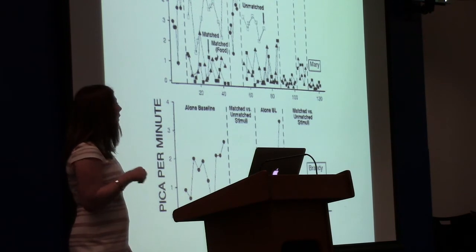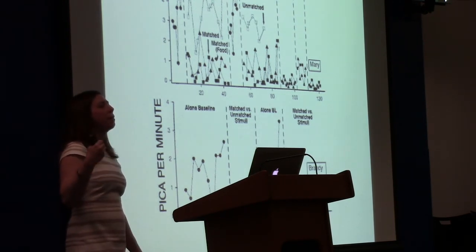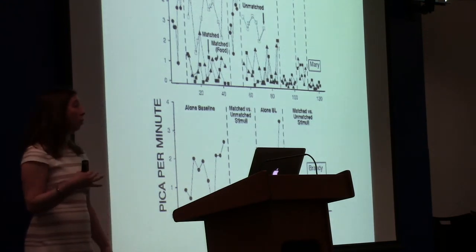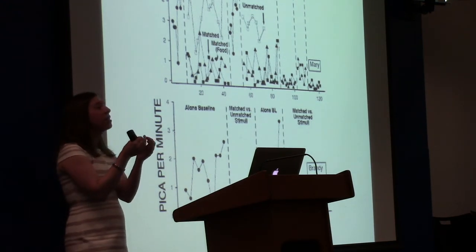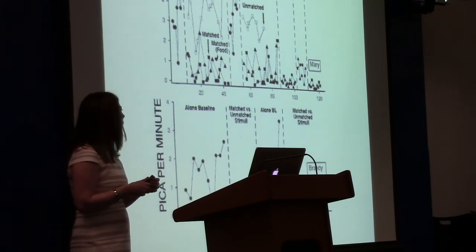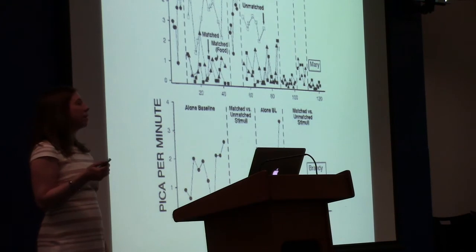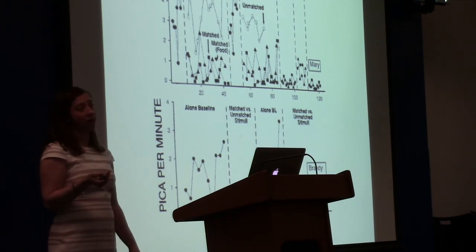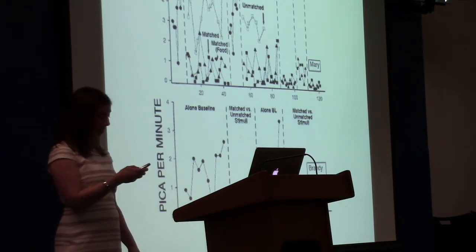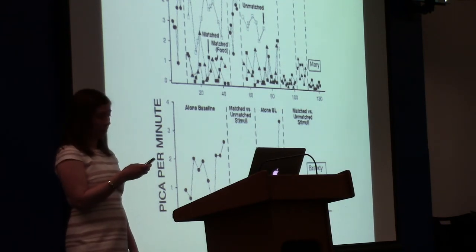What they did with PICA is they looked at matched and unmatched stimulation. An example of matched stimulation is giving them access to popcorn, which is similar to the crumbly nature of something they might be eating. An unmatched stimulus might be giving them access to music or letting them play with particular toys. They ran the alone condition and showed that PICA persists.